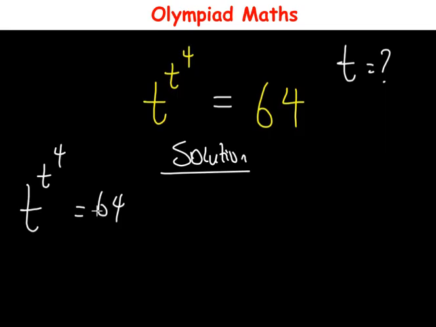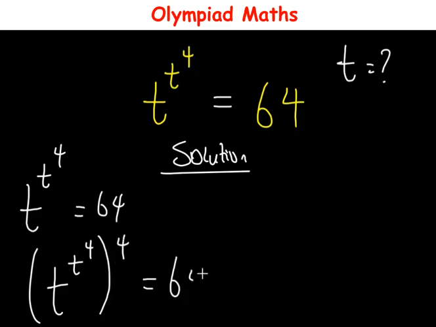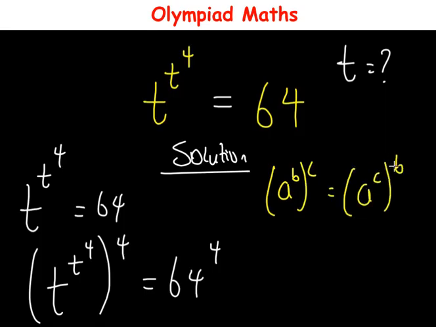Now the first thing we're going to do is to multiply both sides with power 4. So in bracket, t raised to power t raised to power 4 all multiplied by power 4 is equal to 64 raised to power 4. So with this, we are going to apply this rule of indices that if you have in bracket a raised to power b all raised to power c, this equals in bracket a raised to power c all raised to power b. Now notice that in this row right here, the powers have flipped.